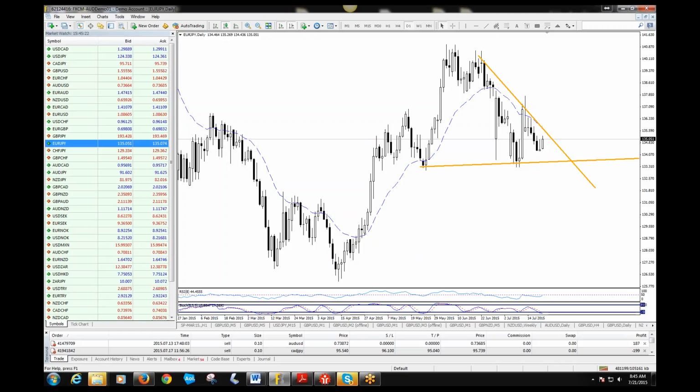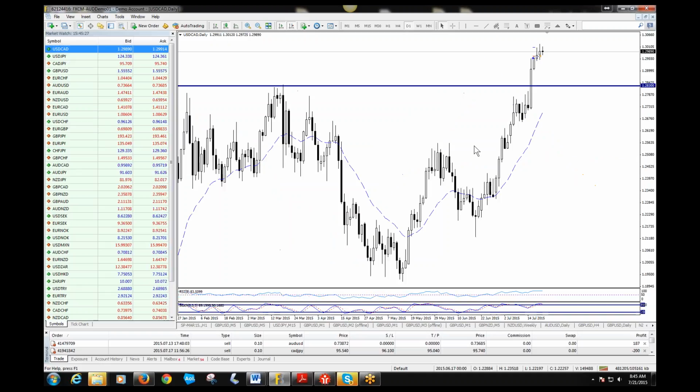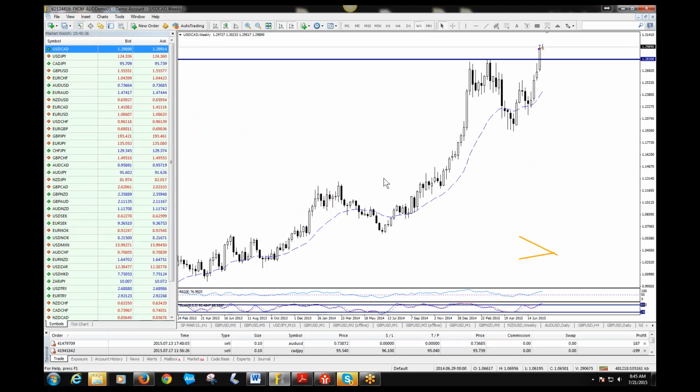Dollar CAD. Let's go back to that Dollar CAD. Oh, this might have been the wedge on Dollar CAD. We had a weekly cup and handle. Let's go back out to that.